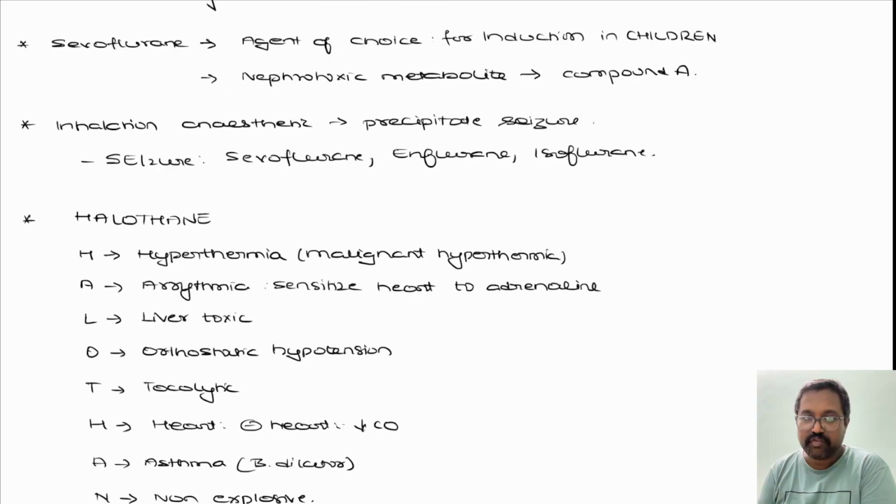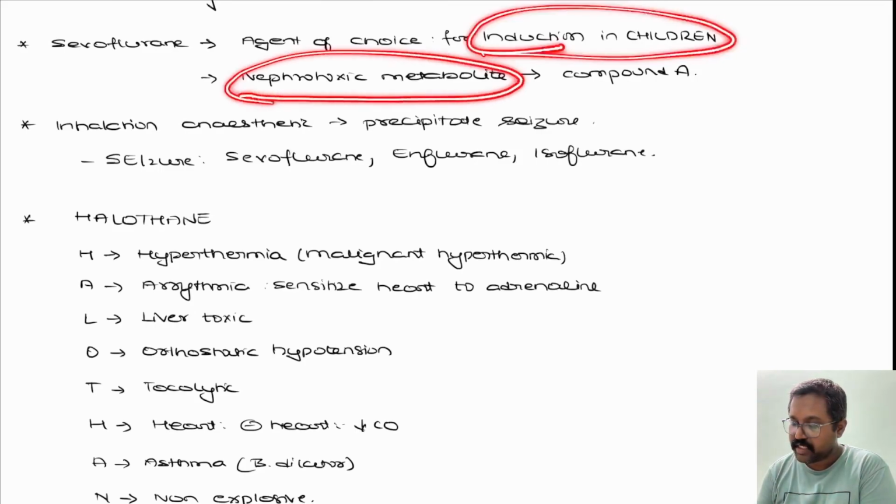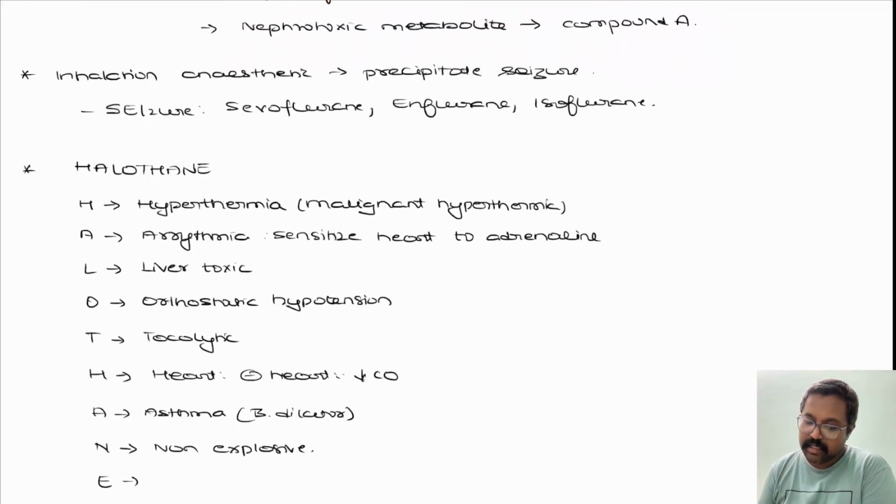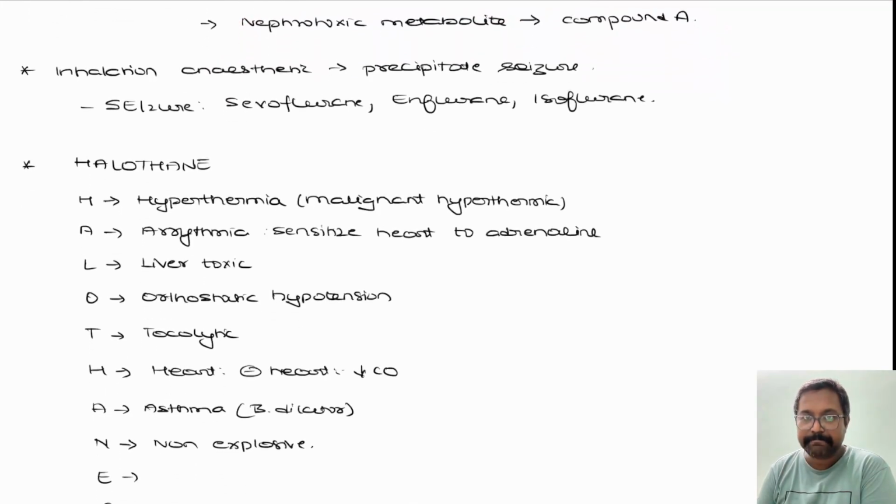Next, coming to the sevoflurane, again a fluorinated compound. It is the agent of choice for induction in case of children, and it produces a nephrotoxic metabolite, that is compound A. Inhalational anesthetics which can precipitate seizures or convulsions: you can remember it as SEIZURE. S stands for sevoflurane, E stands for enflurane, I stands for isoflurane.